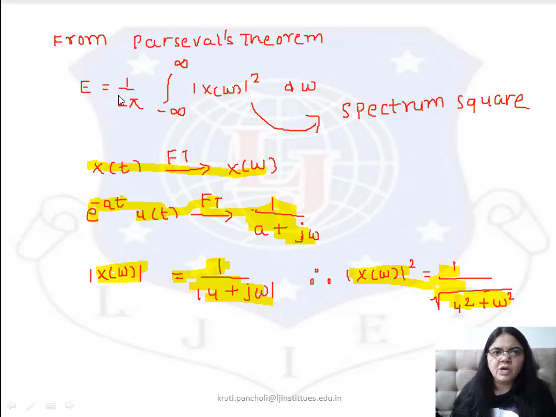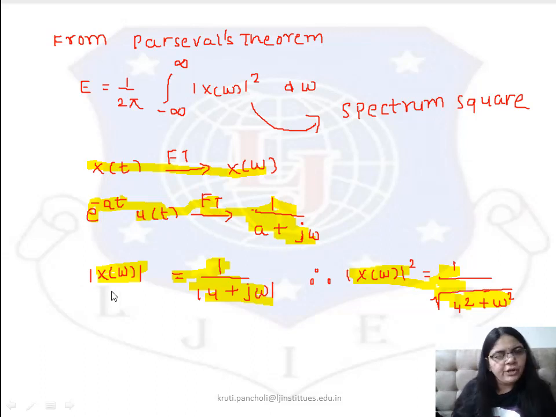So it is E is equal to 1 by 2 pi integration of minus infinity to infinity modulus of X of omega square d omega. X of omega is the spectrum, and this is the square of the spectrum. So we know that the Fourier transform of the x(t) signal is X of omega. Here, what is my x(t) signal? It's e raised to minus at u(t). So e raised to minus at u(t) function is there. Then the Fourier transform is 1 upon a plus j omega.